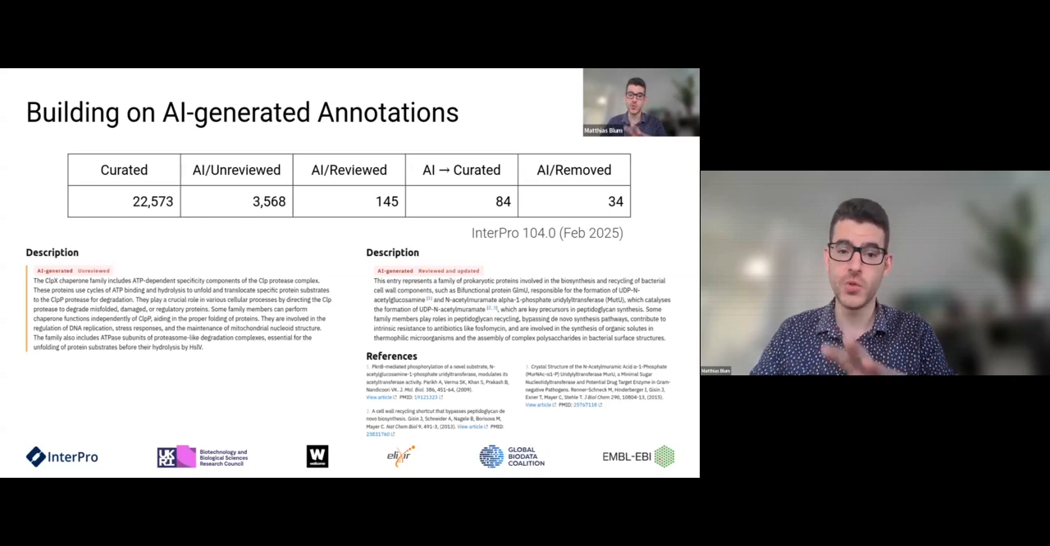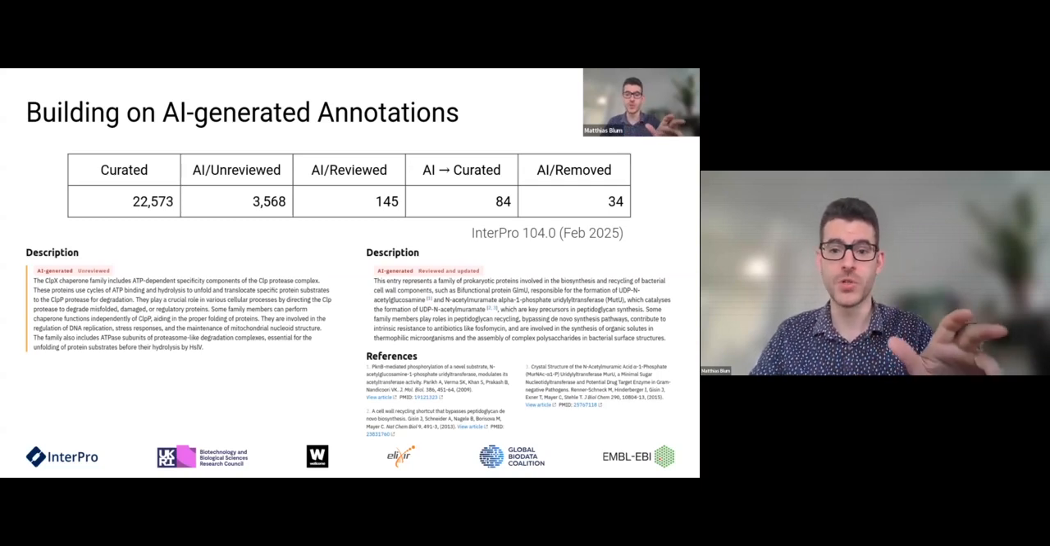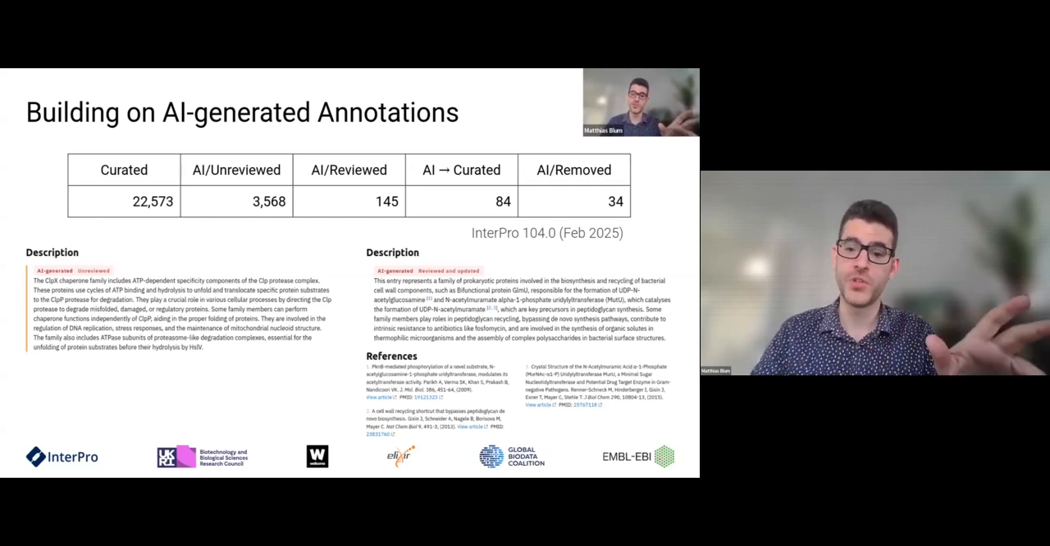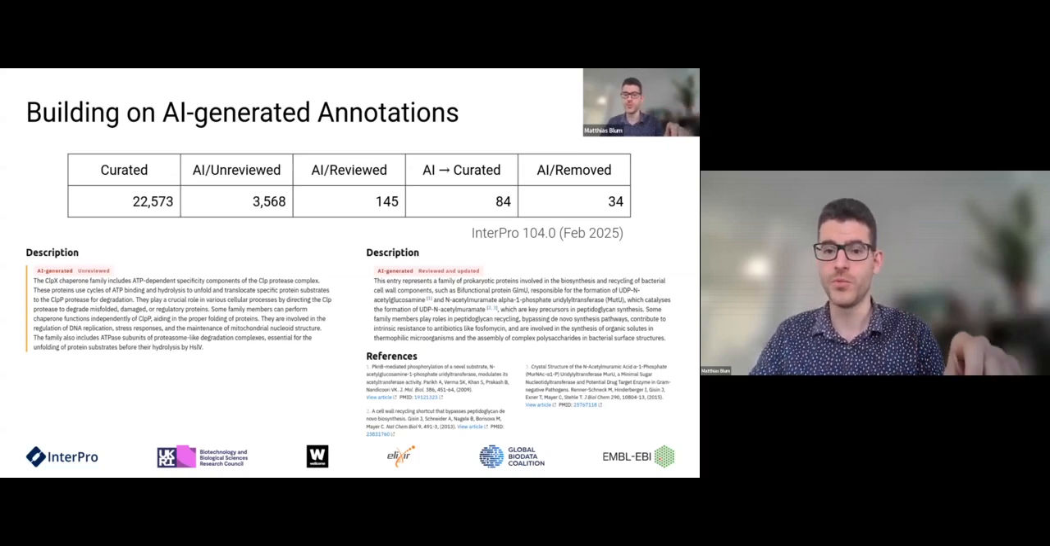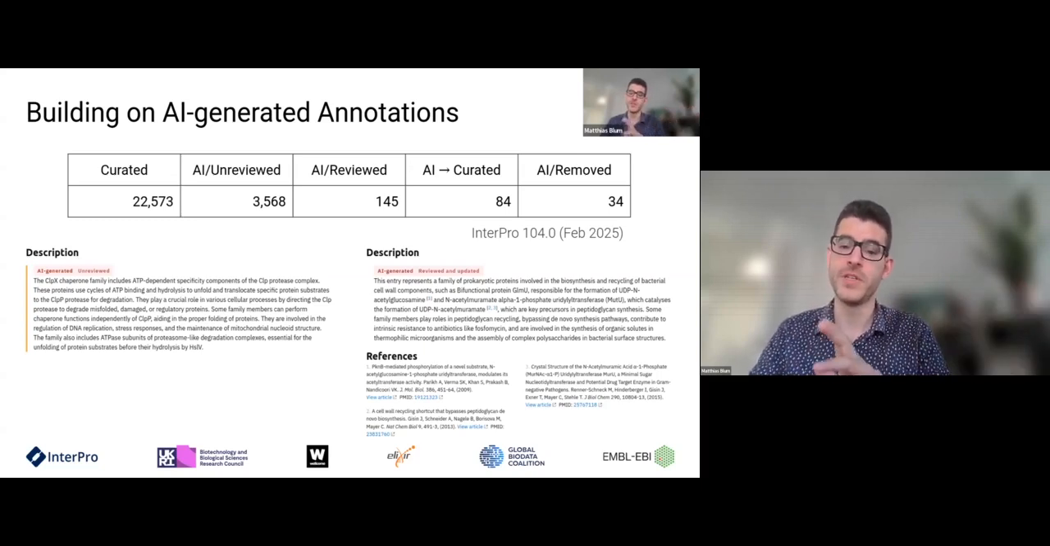On these slides, you can see 2 examples of AI-generated descriptions. On the left, there is a description that is exactly as the large language model produced it, while on the right, the description has been updated by a curator. The curator rewrote a few sentences to make it match the InterPro style and added references to specific publications.